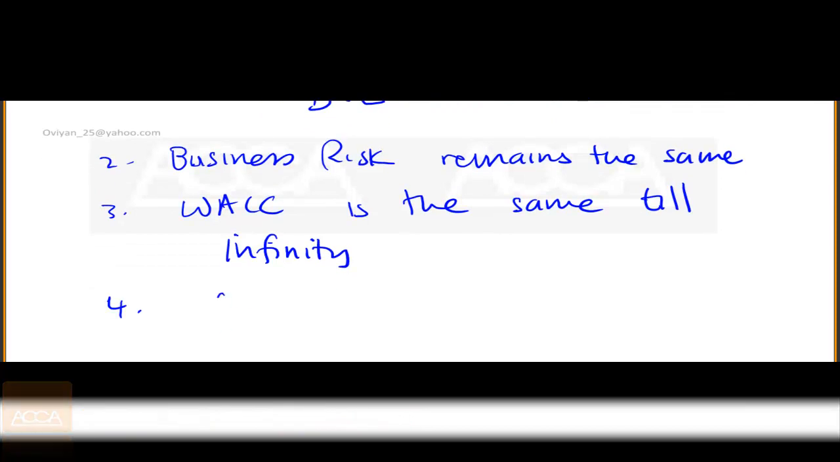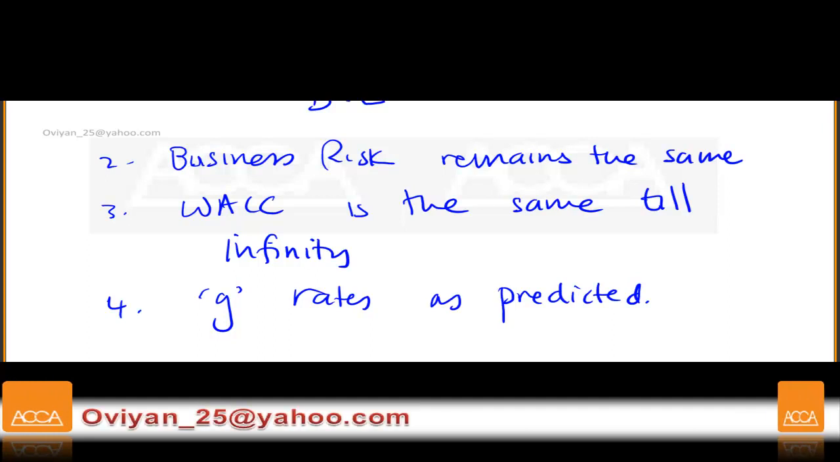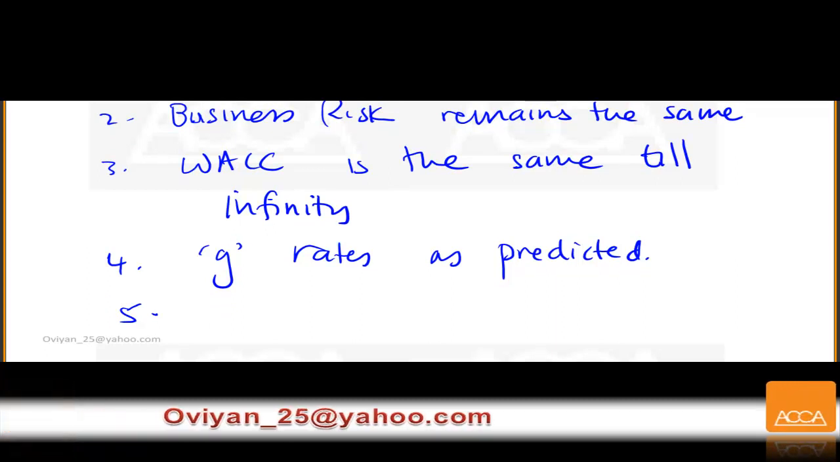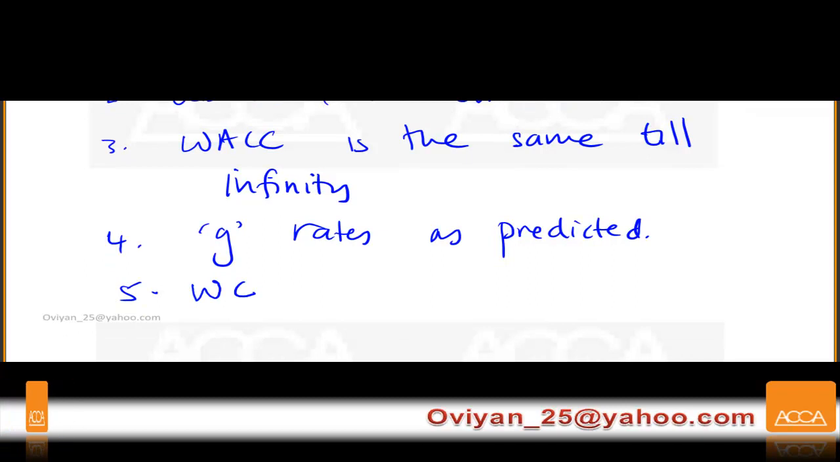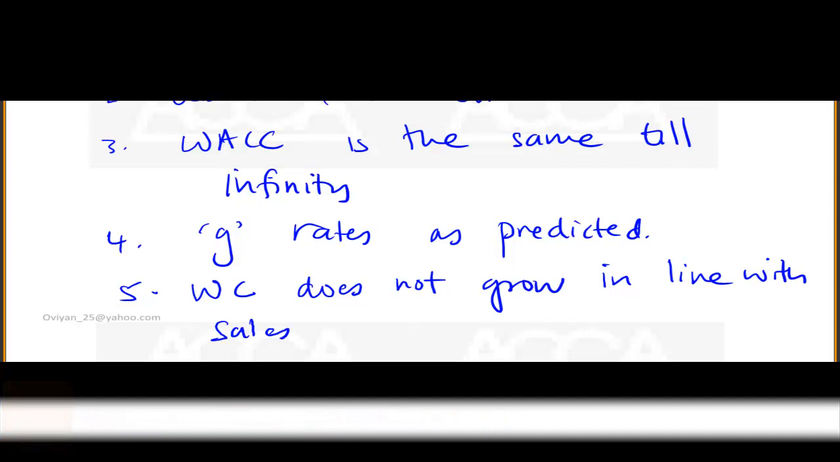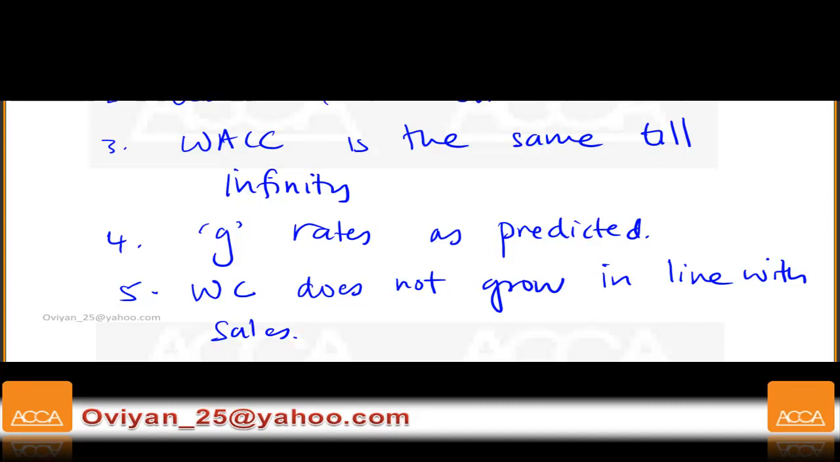Number 4, I'm going to say my growth rates do happen as predicted. That is the 6% and 10% and also 3%, which is beyond 2017. One more point I'd like to highlight is that working capital does not grow in line with sales. That means we don't have any working capital increase, therefore there are no cash flows for working capital. That will be my answer for part A of the question.